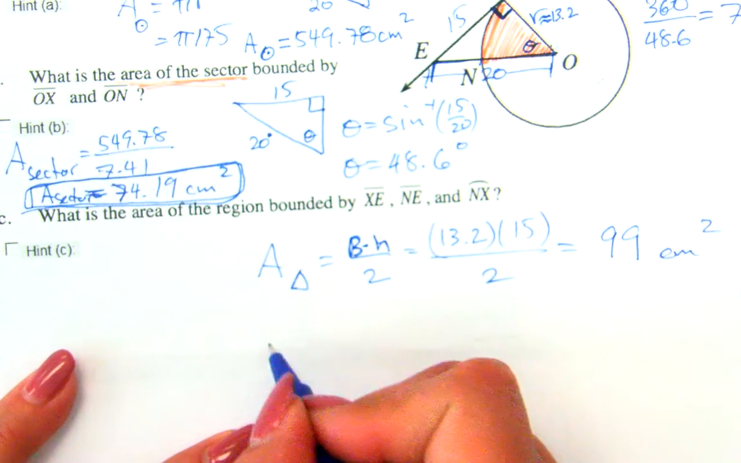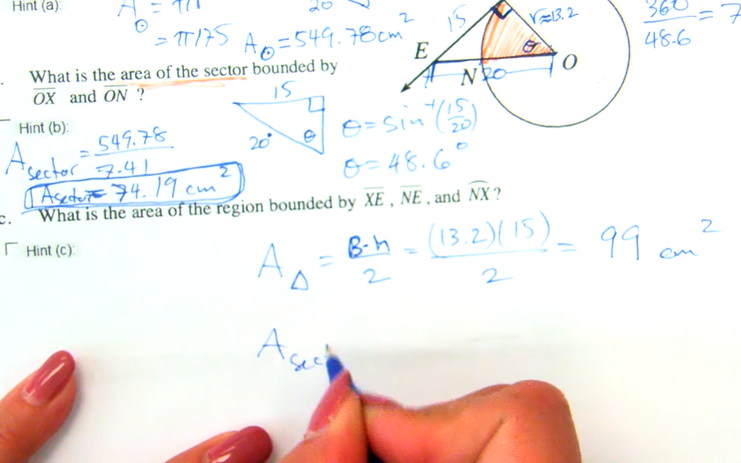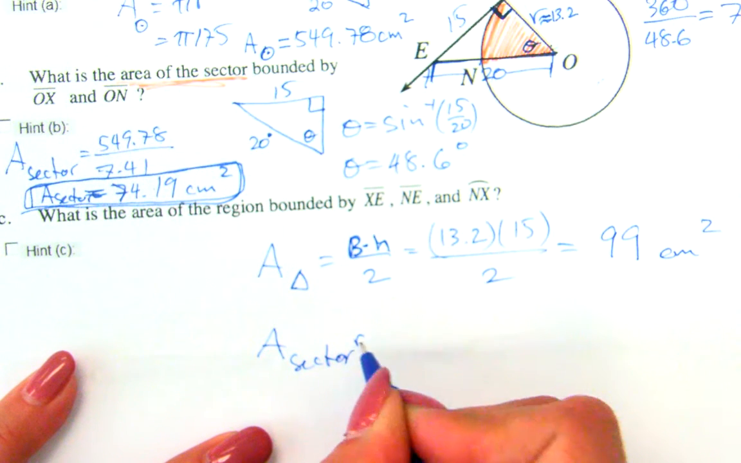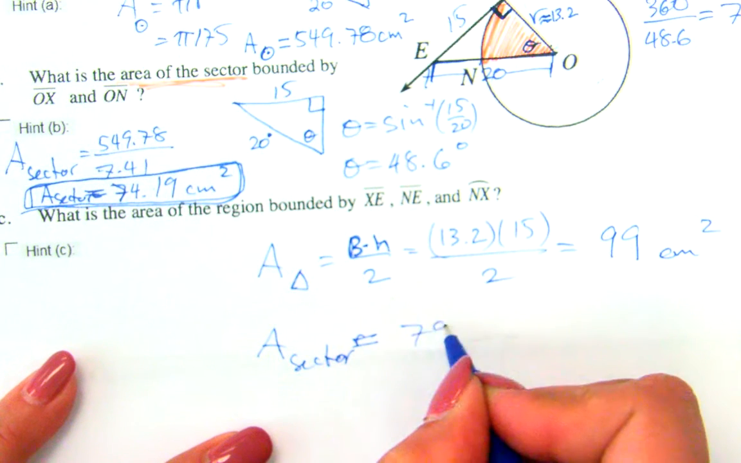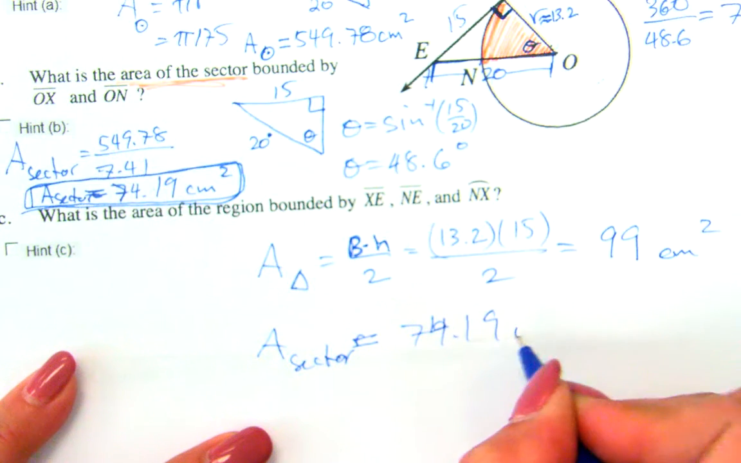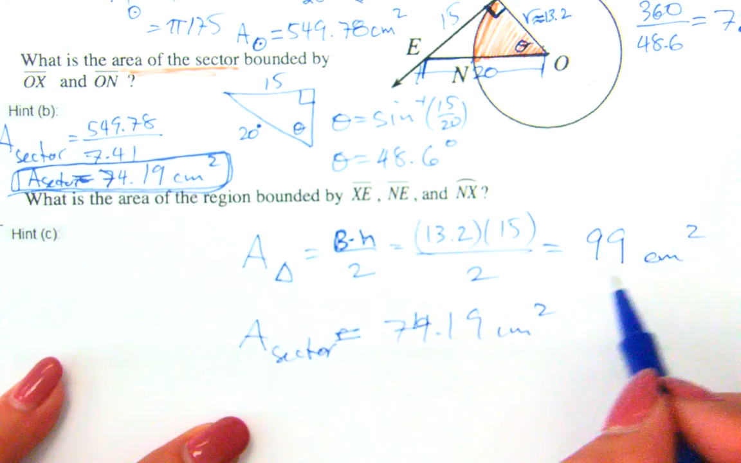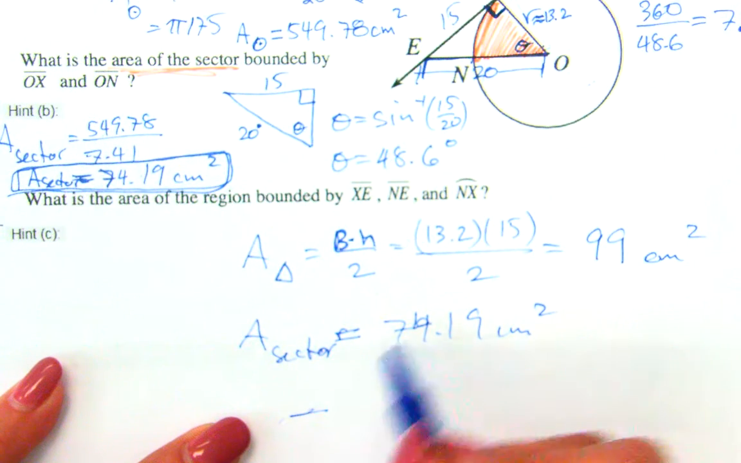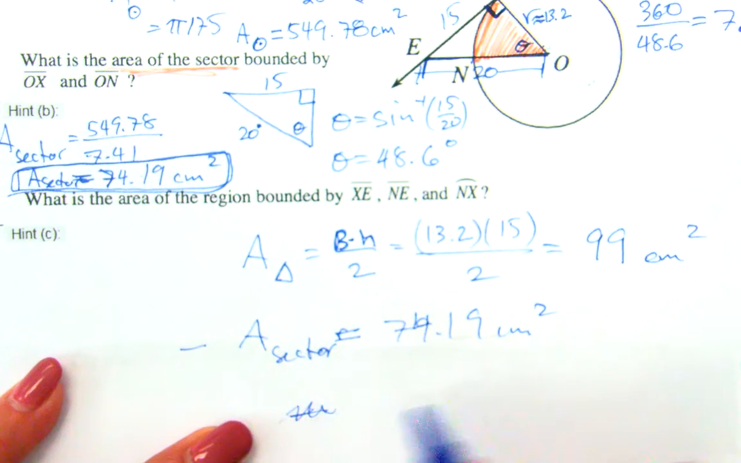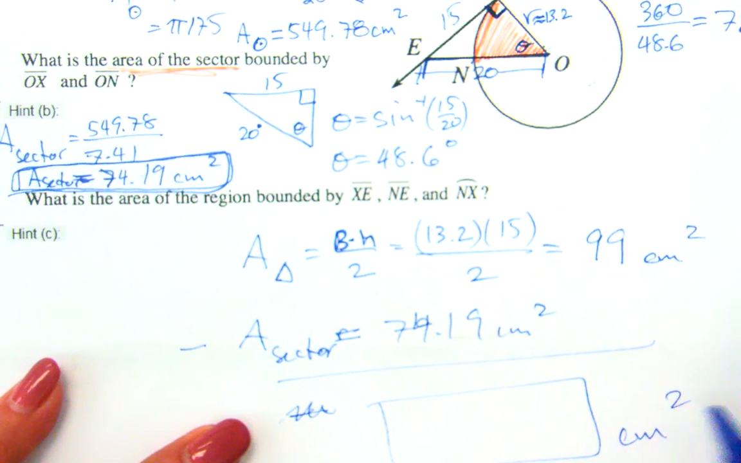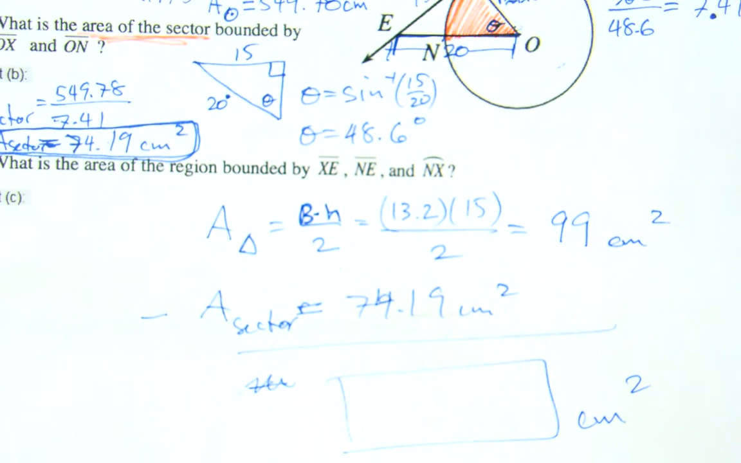Okay. Now, area of the sector you should have gotten was equal to 74.19 centimeters squared. So if you subtract out the sector from the area of the triangle, you should get the area of whatever's left over. Okay? And don't forget centimeters squared. That was 23 and it was super long.